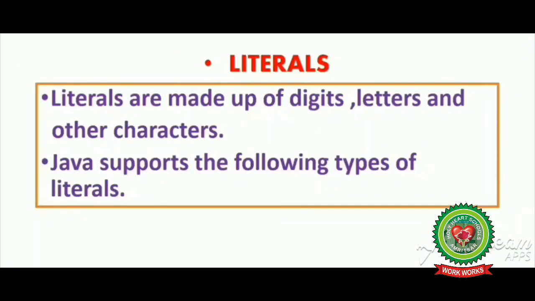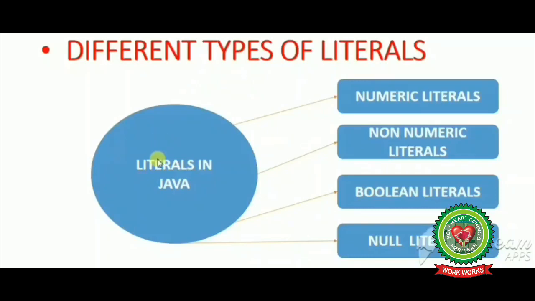Now, let us discuss the topic literals. Literals are made up of digits, letters and other characters. Digits means 1, 2, 3; letters means any of A, B, C or a combination of characters; and other characters means special characters. So Java supports the following types of literals. Number 1, numeric literals. Number 2, non-numeric literals. Number 3, Boolean literals, and number 4, null literals. So these are the different types of literals in Java.